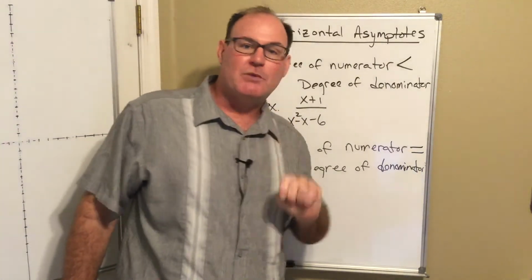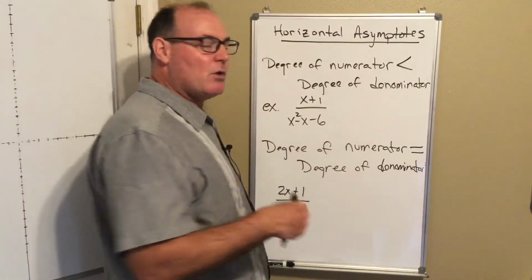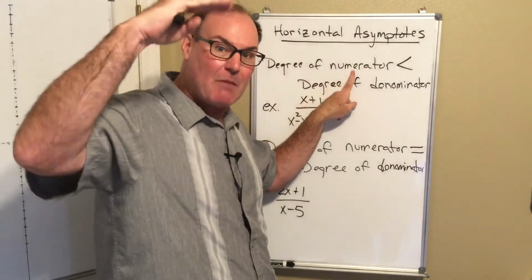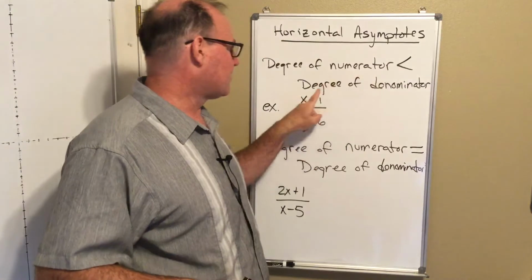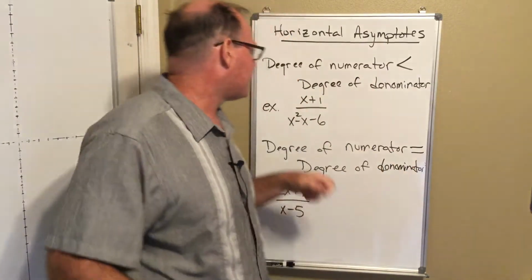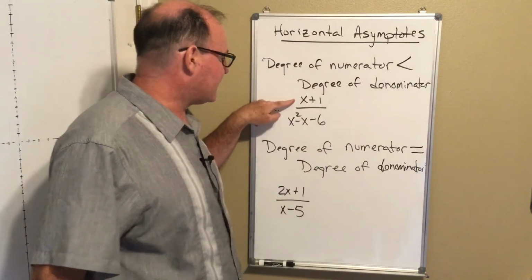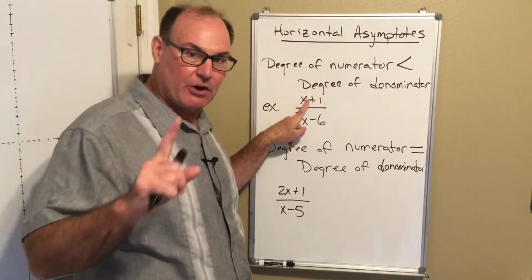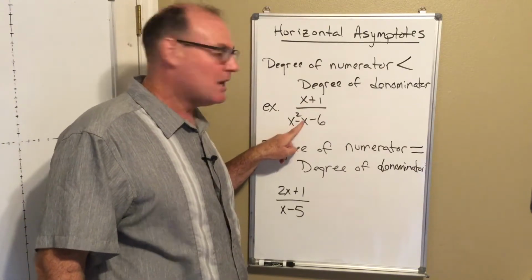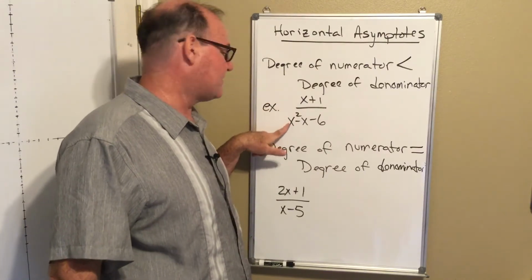There are two situations you are responsible for in college algebra. The first is if you come across a rational function where the degree of the numerator, meaning the top, is less than the degree of the denominator. Now, in case it's been a while and you don't know what degree is, the degree is the highest power. The highest power of the top is 1, x to the first. The highest power of the bottom is 2, x to the second. So this is the situation where the degree of the numerator is less than the degree of the denominator.